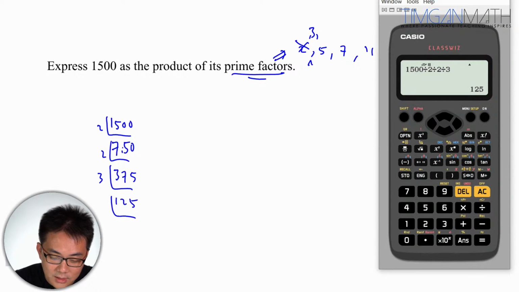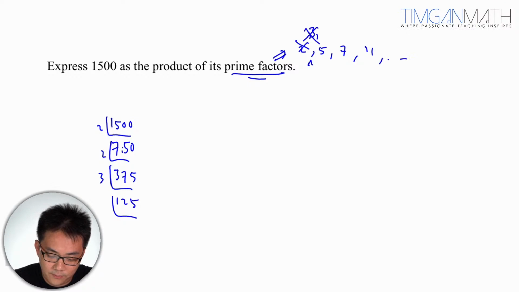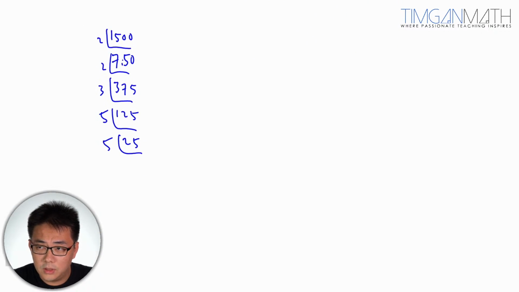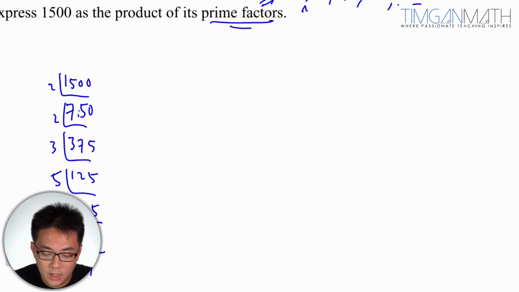Like I say, this is just like working. Usually in Sec 1, teachers would do this. If you divide by 3 again, this is a fraction, so obviously it's not divisible by 3, so you stop and move on to 5. Move on to 5, it will be 25, then you're just gonna do the usual stuff, which is 5, 5, and 1.